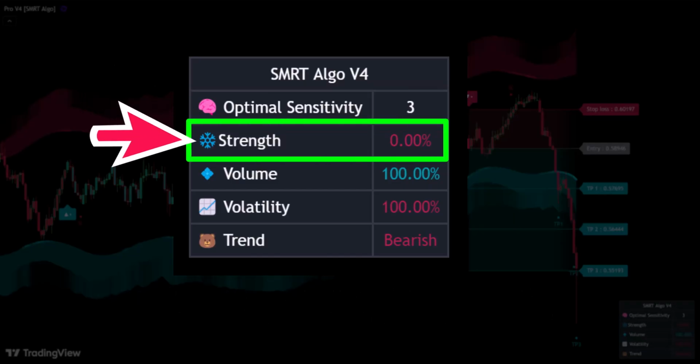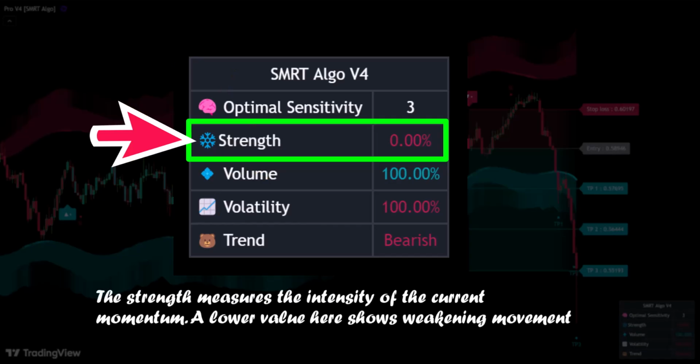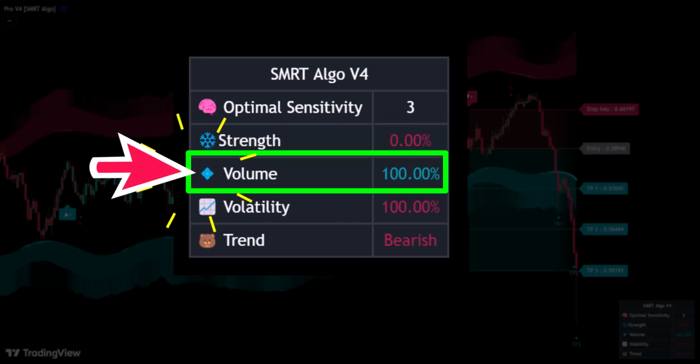Secondly, we have this strength. The strength measures the intensity of the current momentum. A lower value here shows weakening movement. The volume at 100% shows that volume is fully active, which is a great confirmation for signal reliability.